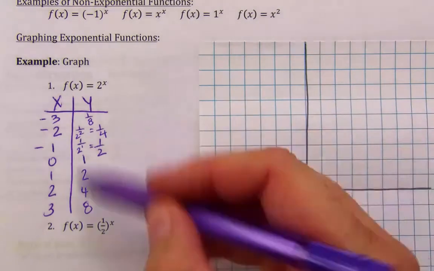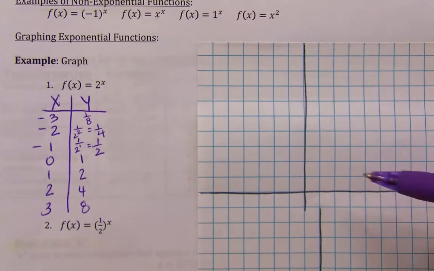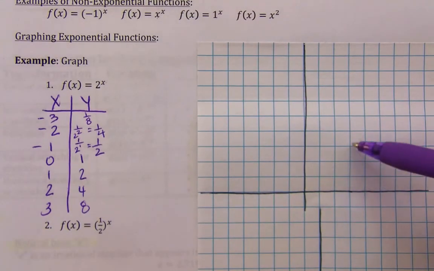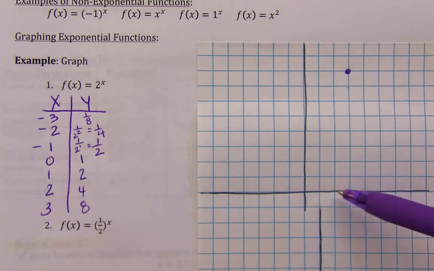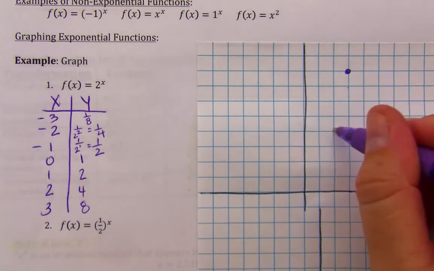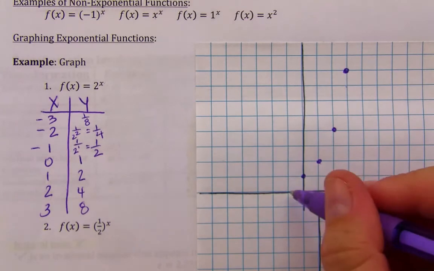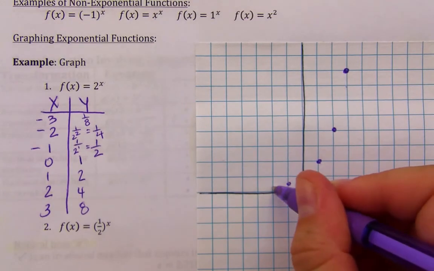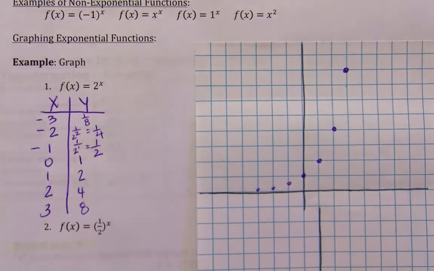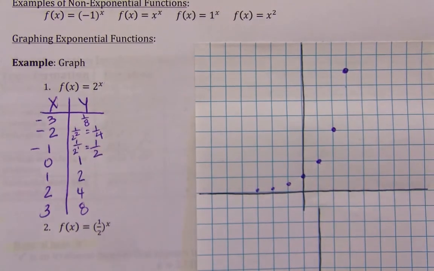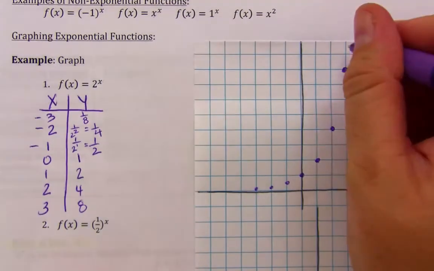Looking at what we have so far, we can go ahead and plot these points. Starting with x equals 3, I have 1, 2, 3, 4, 5, 6, 7, 8. Then x equals 2 was 1, 2, 3, 4. X equals 1 was 2, 0 was 1, and then -1 was 1/2, and 1/4, and 1/8. If we continued to plug in larger and larger negative values, let's say -1000, it still wouldn't equal 0, but it'd keep getting closer and closer and closer.